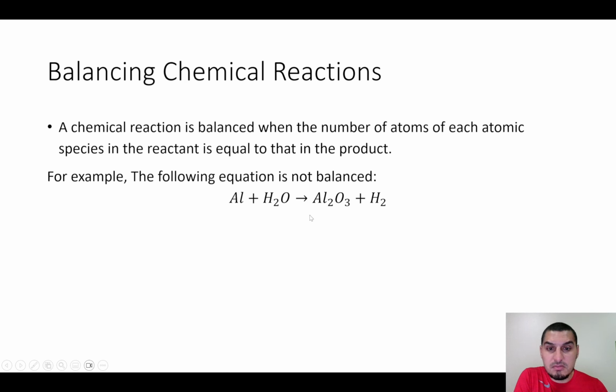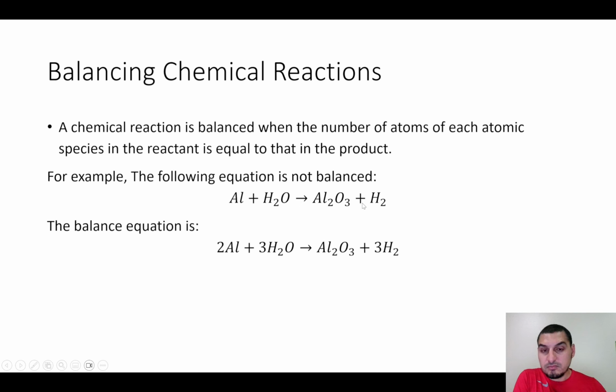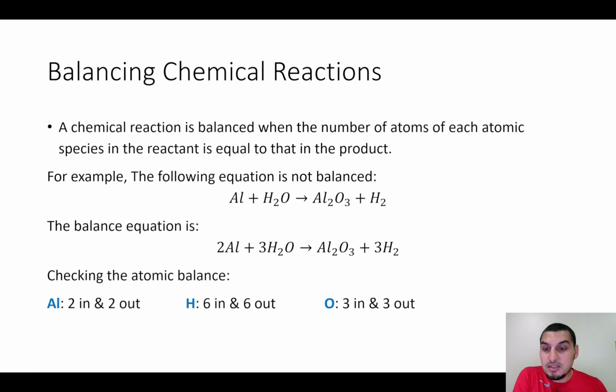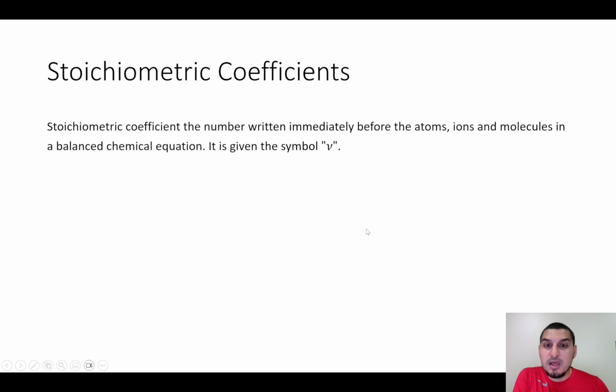So I have 3 oxygens, I have 2 aluminum, but I have 6 hydrogens, so I will have 3H2. Looking at this equation now, it's balanced, meaning that each element has the same number of atoms in the reactant and in the product.